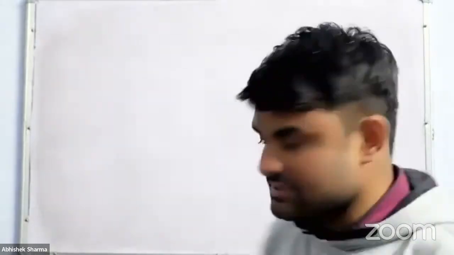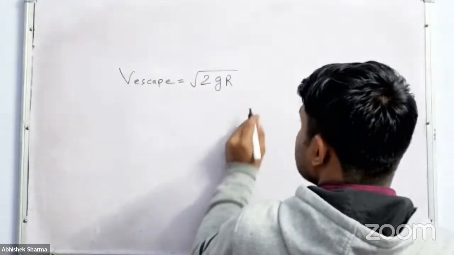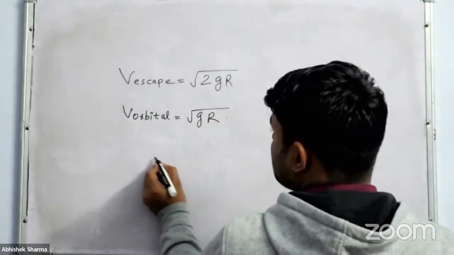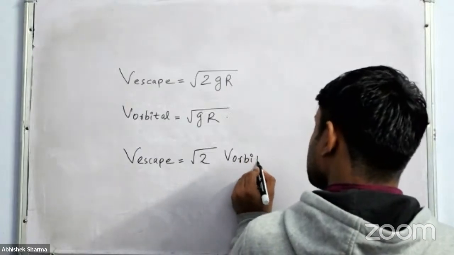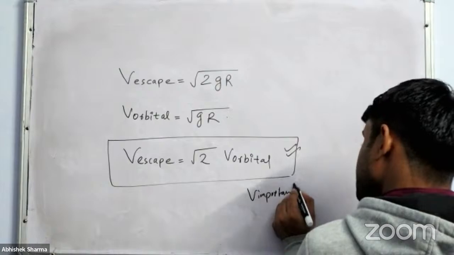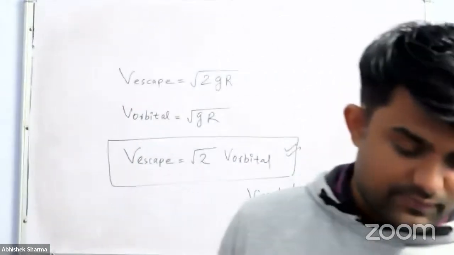Now we'll understand the comparison between escape and orbital velocity, or if we say in terms of orbital, what escape is. You always have to remember this expression. It's intensely important, very important, extremely important. Please note it down fast.